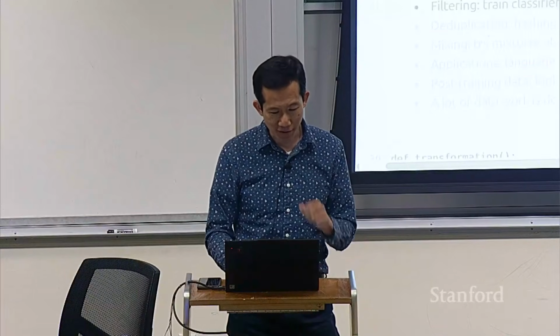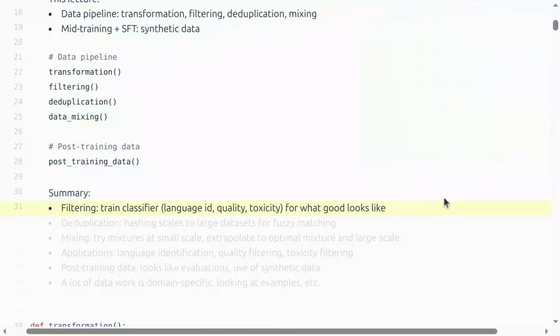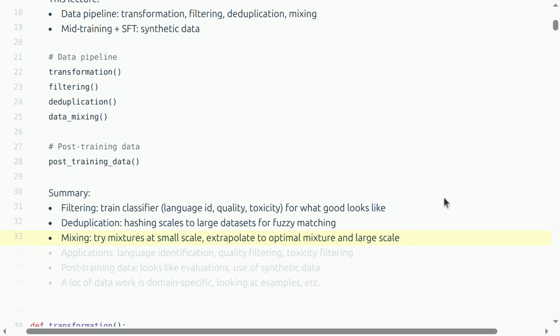To summarize this lecture, we talked about filtering: define what good looks like, train a lightweight classifier, go over your web crawl, and you can get a small subset that matches what you're looking for. Deduplication is important to avoid overfitting and to save FLOPs. For mixing, try mixtures at small scales and extrapolate to large scale. And then we looked at some post-training data.